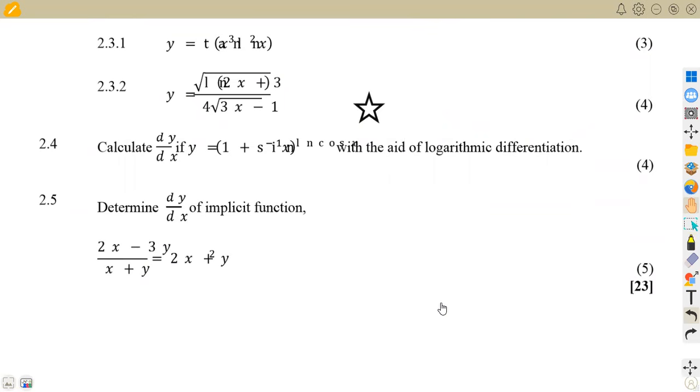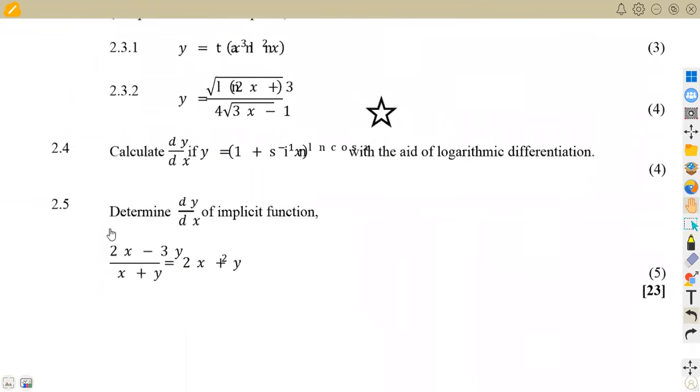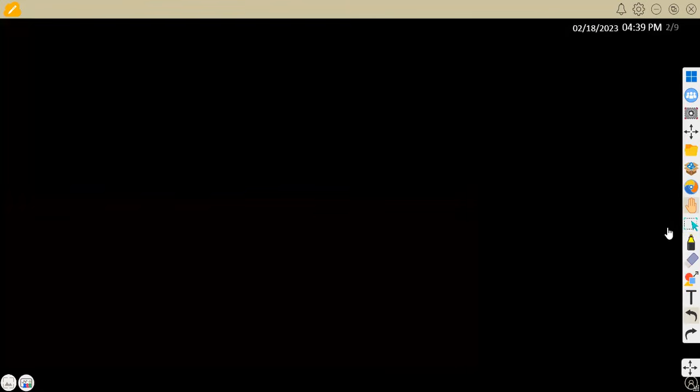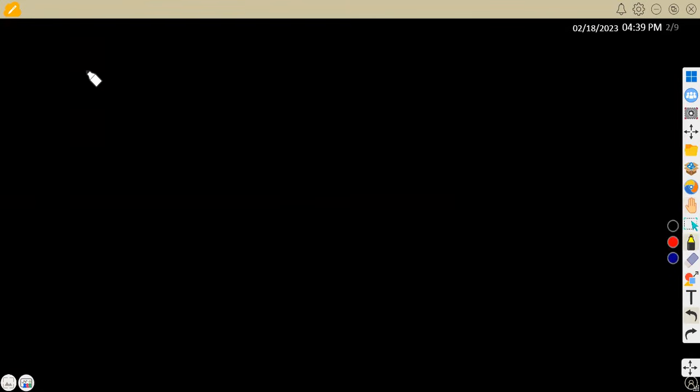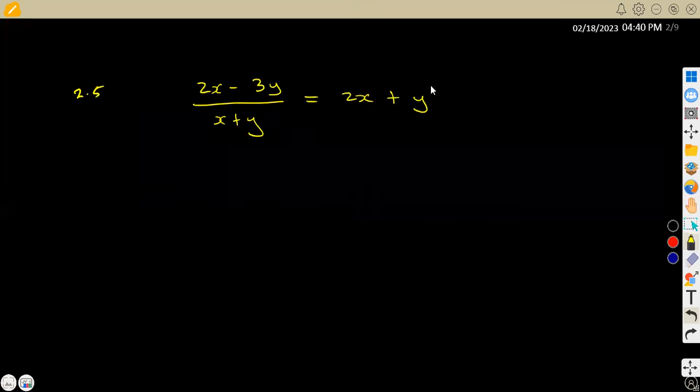Okay, so I'm going to write down the equation, because here these numbers just shifted. So I'm going to rewrite the equation, okay? But that is what we had on 2.5, which is actually 5 marks out of 23 marks on question 2. There's a lot of marks on question 2. All right, so we are given 2.5. The question was given as (2x minus 3y) over (x plus y) is equal to (2x plus y) squared.